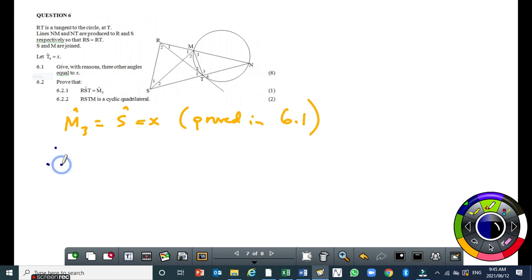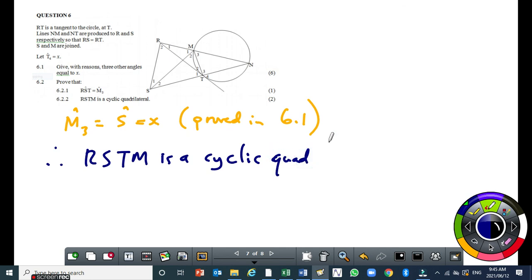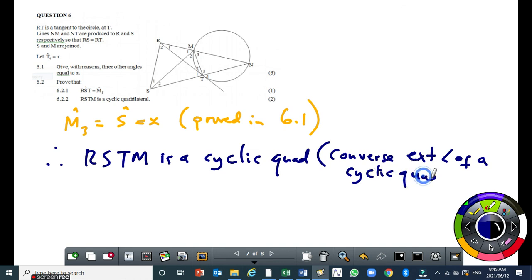Then you say, therefore, RSTM is a cyclic quad. The reason you say: converse exterior angle of the cyclic quad. Right? This word here is the most important. That word converse is very, very important when you are proving that a quadrilateral is cyclic. Also, when you are proving that a line is a tangent, you have to use that word converse.